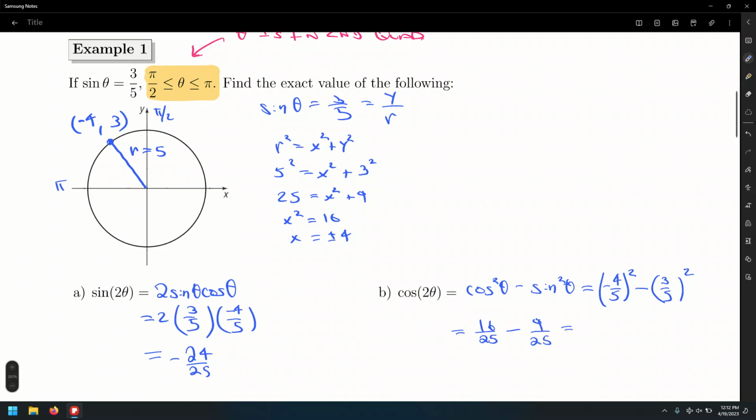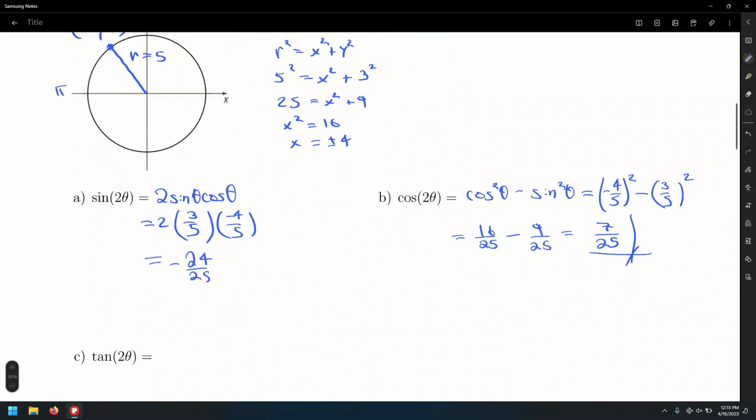16 minus 9, isn't that 7, I believe? 7 over 25. And the good thing about these ones, well, we don't need to find a least common denominator to simplify. All right.